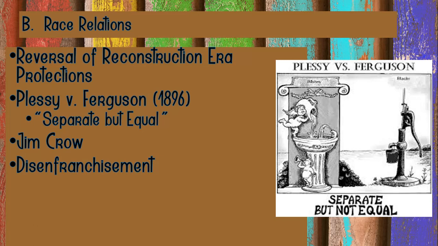Okay, the franchise is the right to vote. So if you're disenfranchised, then what does that mean? The right to vote is taken away. So we see throughout the South the mass disenfranchisement of African Americans, that right to vote that had been gained during the Reconstruction era, all but taken away, in spite of the 15th Amendment, which guaranteed African American men the right to vote.